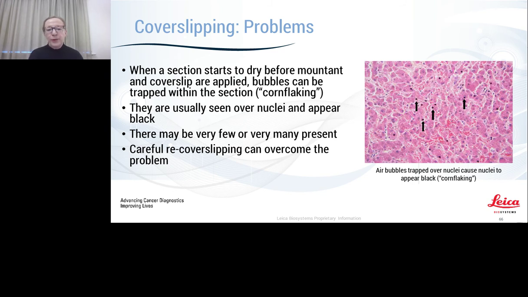Another thing that people are commonly very confused about is seeing the appearance of dark nuclei that appear for no good reason. We call it cornflaking, and it's actually air over the nuclei. It's because the section has been allowed to dry out. This could be in a commercial cover slipper or in your bench staining. Just be aware, if the slides start to dry out, you might get these tiny little dark areas over the nuclei, and it's actually air. So recover slip.